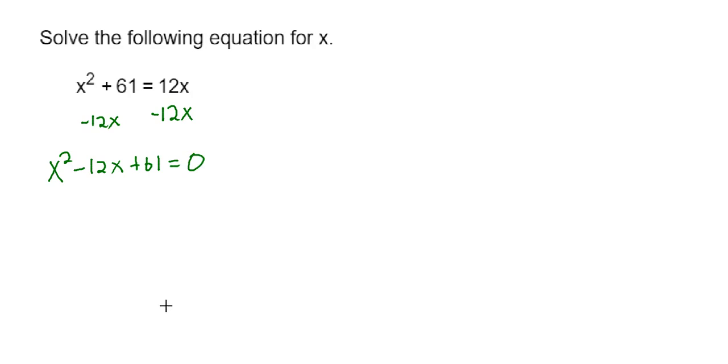Stop a moment to consider if it could be factored. I'd have to find two numbers that multiply to 61 but add to negative 12. And 61 definitely is not a very friendly number, so that doesn't look like something that will factor. So I will go ahead and use the quadratic formula.